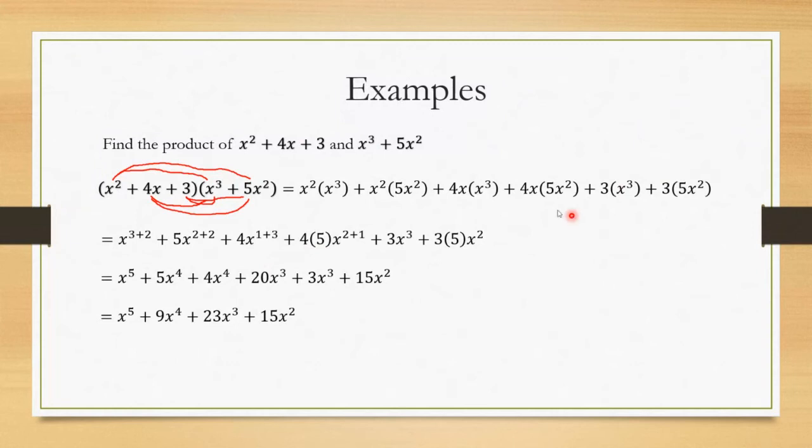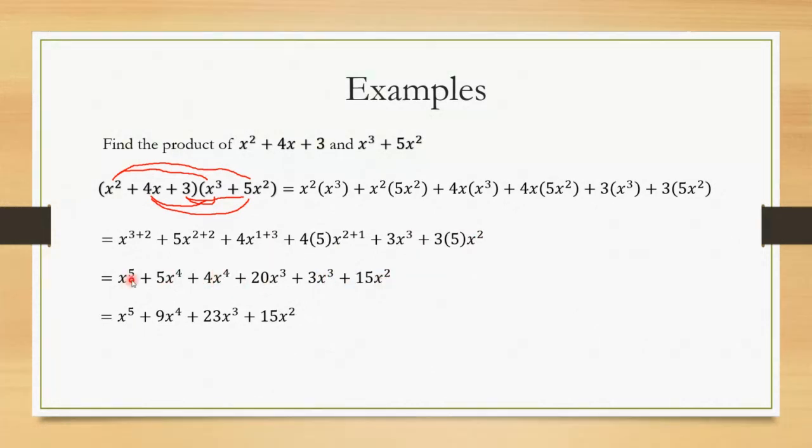And then, the way you multiply these monomials is just like what we saw in the first slide today. We have x to the 3 plus 2, for this one we have 5 times x to the 2 plus 2, here we have 4 times x to the 1 plus 3, and so on. 4 times 5 times x to the 2 plus 1, 3 times x cubed, 3 times 5 times x squared, and so on.